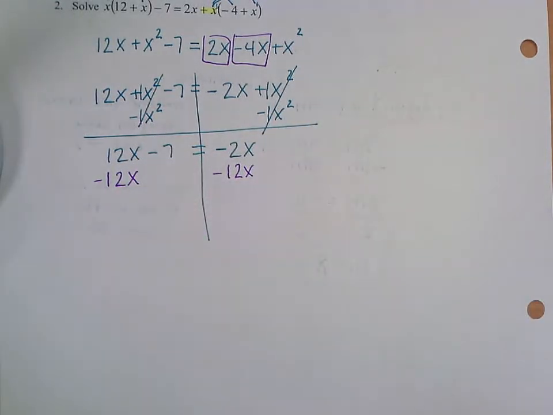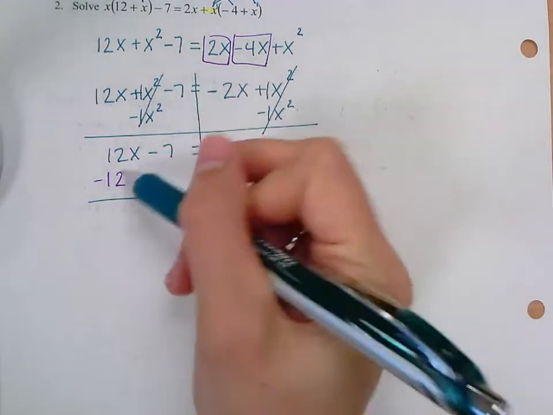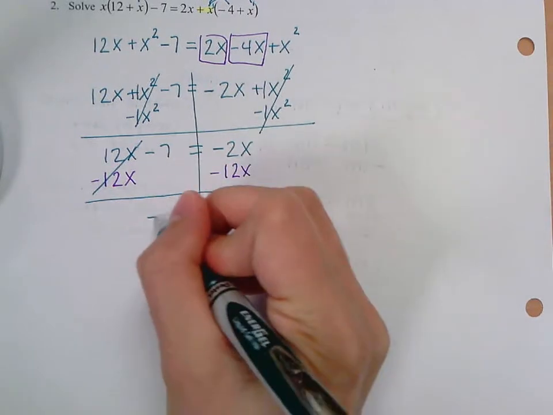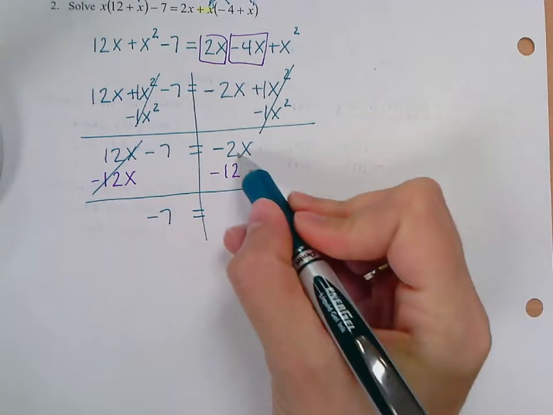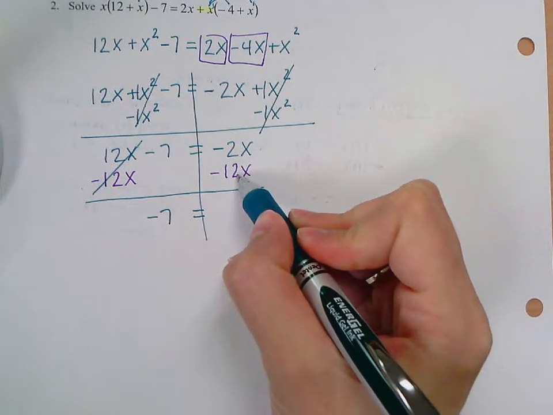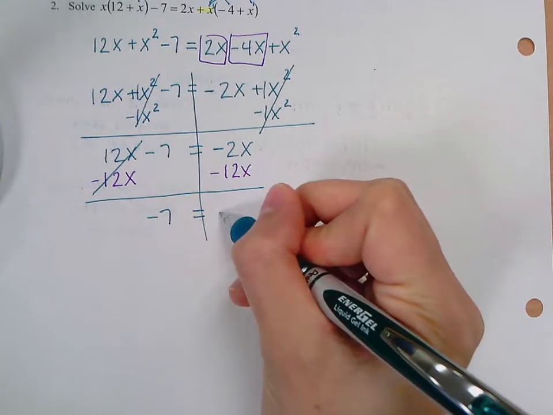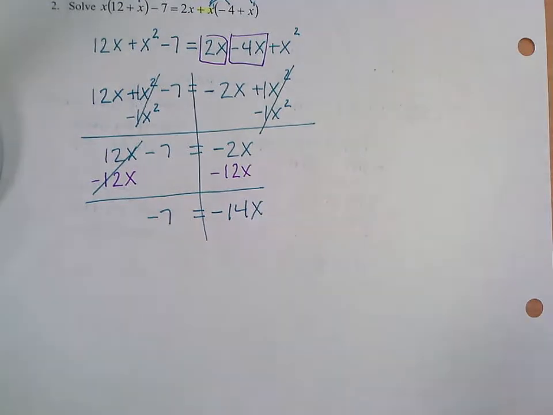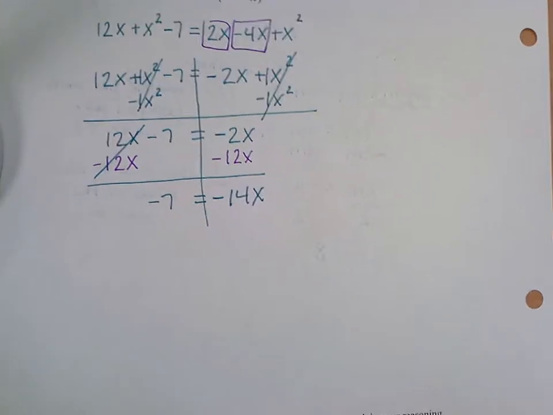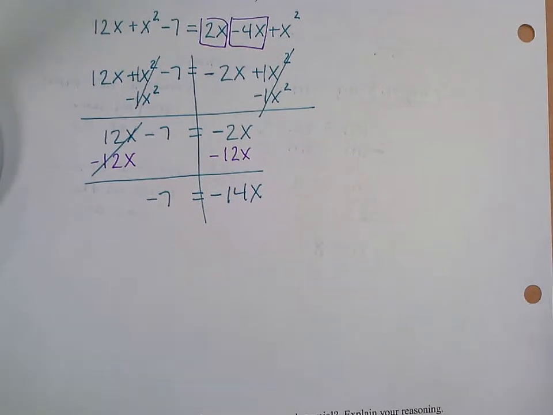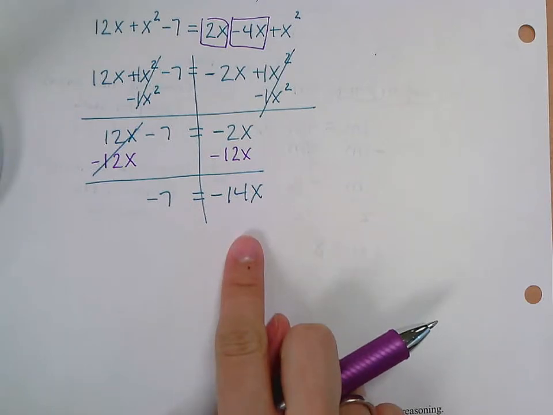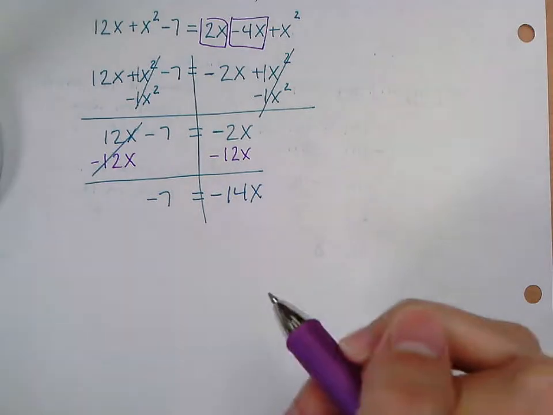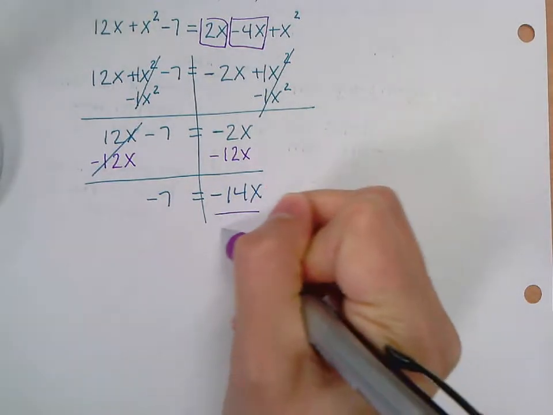I know then you have a negative x term. That happens sometimes. So these cancel. I still have a negative 7. And then negative 2 minus 12 is negative 14. So I have negative 14x. And then what do I do next? Not by negative 7. Divide by negative 14.